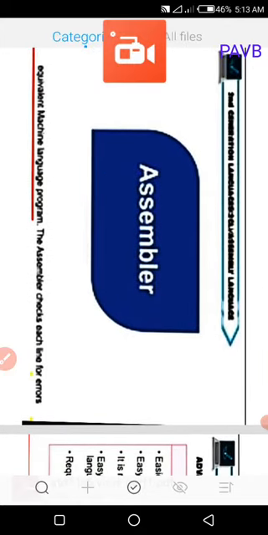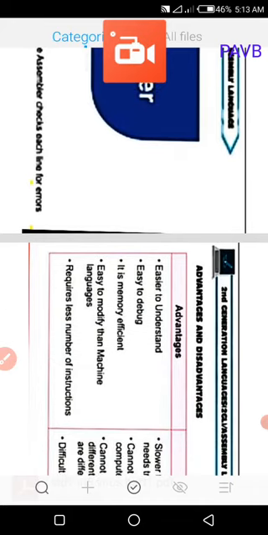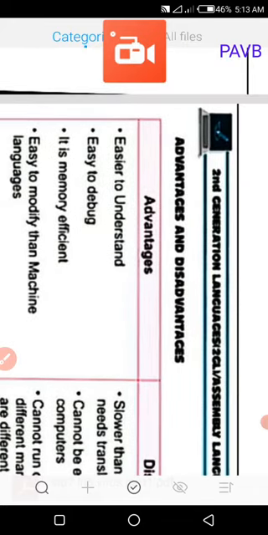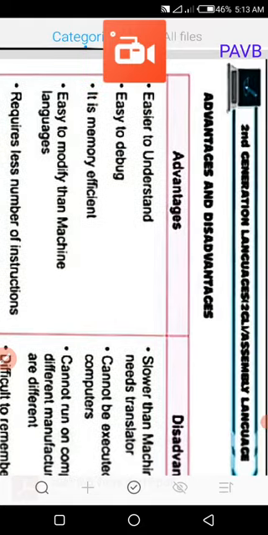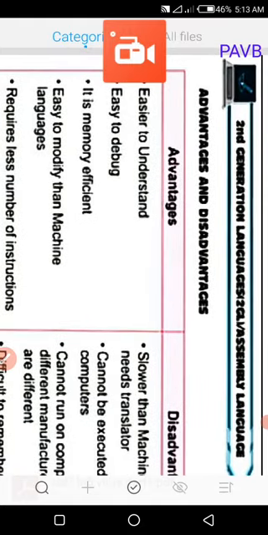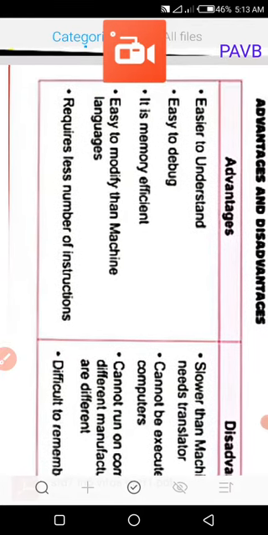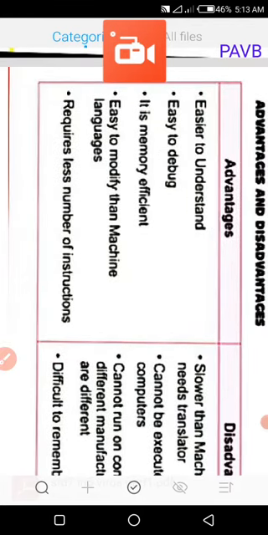What is an assembler? Assembler is one of the translators. It is used to translate assembly language into machine language. Second generation, which language did they use? Assembly language. First generation, which language did they use? Machine language. Advantages of second generation: it is easier to understand, easy to read, easy to debug, meaning errors can be corrected, it is memory efficient, it is easy to modify, requires a smaller number of instructions.